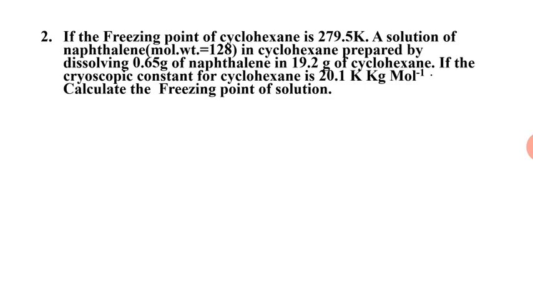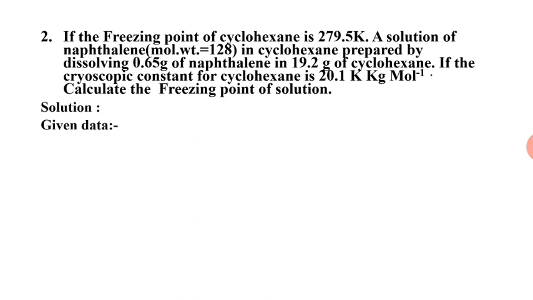Next sum. If the freezing point of cyclohexane is 279.5 Kelvin, a solution of naphthalene having molecular weight 128 in cyclohexane is prepared by dissolving 0.65 gram of naphthalene in 19.2 gram of cyclohexane. If the cryoscopic constant for cyclohexane is 20.1 K kg per mole, calculate the freezing point of the solution.